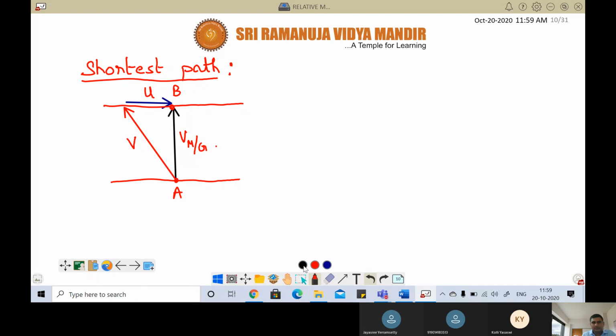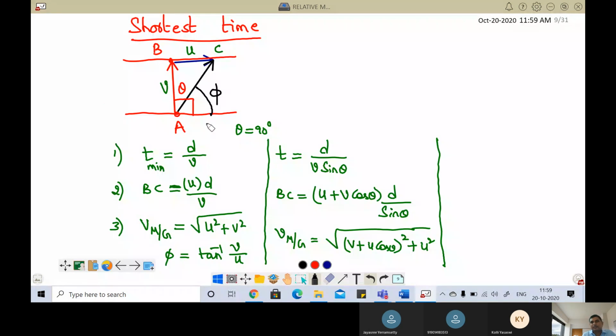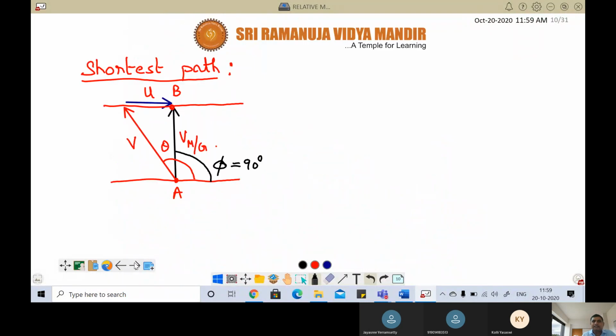Obtuse, sir. Correct. This entire angle is now called theta. And this angle is how much? It is 90 degrees, sir. What is the symbol? Phi. Okay, here phi. In the previous case, phi is this one, correct? And theta is 90. Now phi is 90, but theta is not 90. Theta is obtuse.